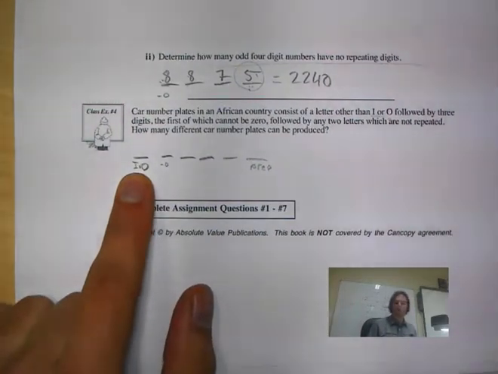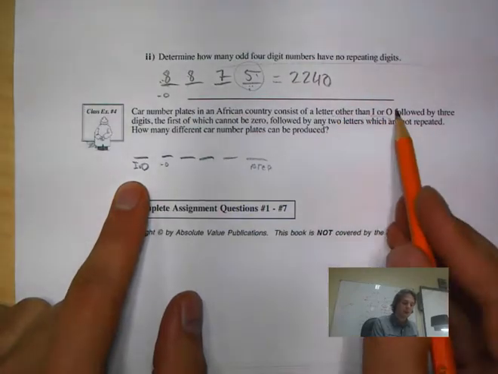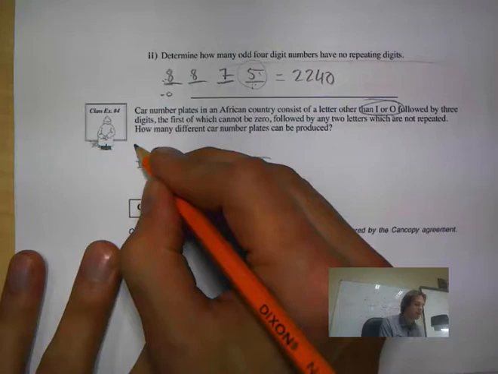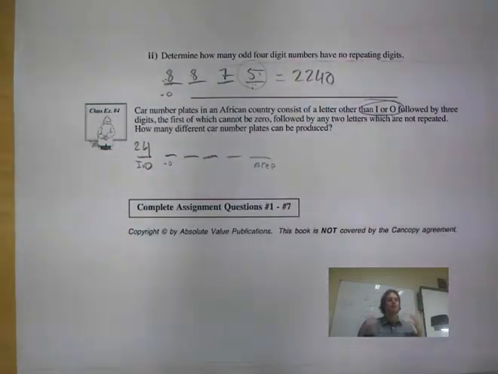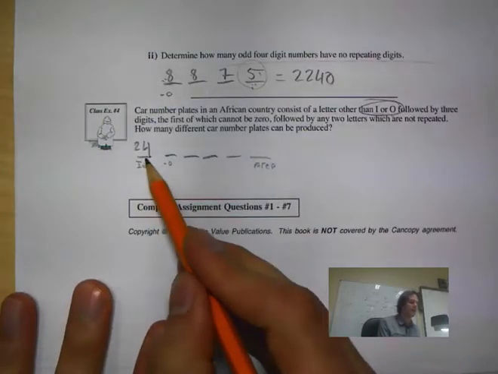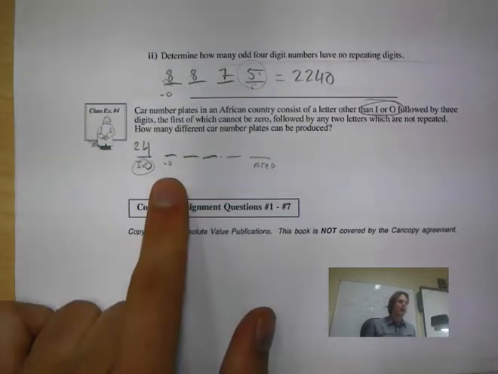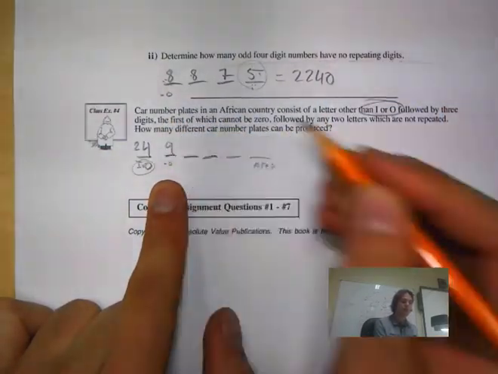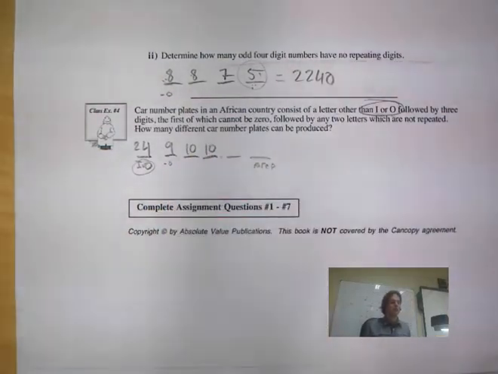So first is I or O. Okay? Oh, it's any other than I or O. Sorry, anything other than I or O. So we have 24 options there, because there's 26 letters in the alphabet, and we can't have I or O, so we have 24 options left. Then we have 3 digits. The first one can't start with a 0, so we have 9 to choose from. Then we have 10 for the next, 10 for the next, because we're allowed repetitions.